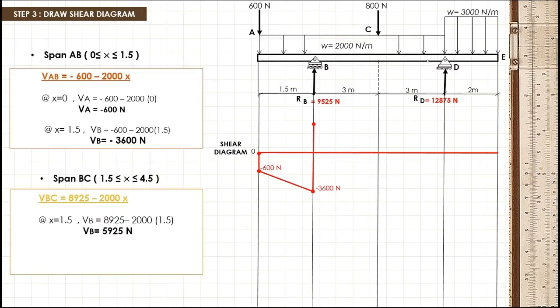Next, now at point C, wherein x is equal to 4.5. By substituting the value of x to this equation, we got negative 75 Newton as the shear at point C. Since we got a negative value, we will be putting it under a reference line.